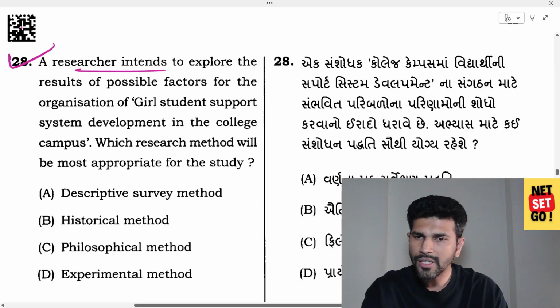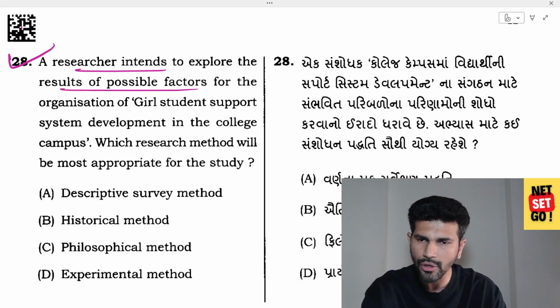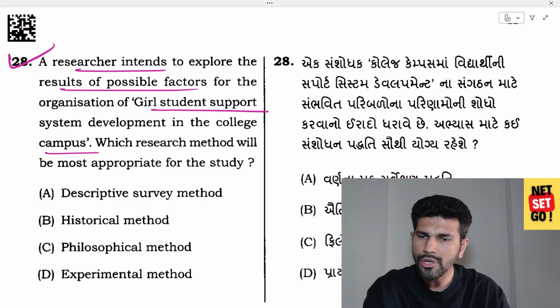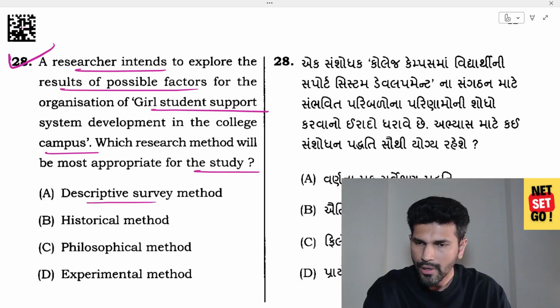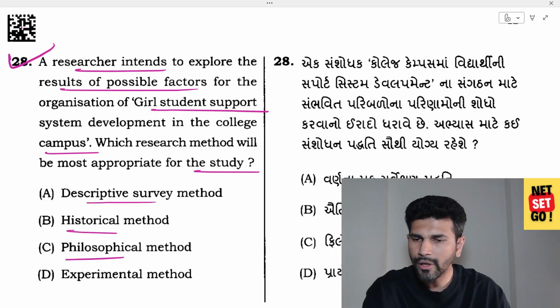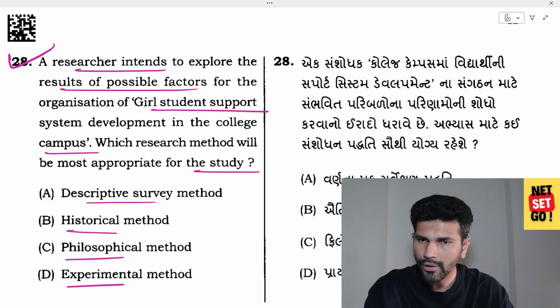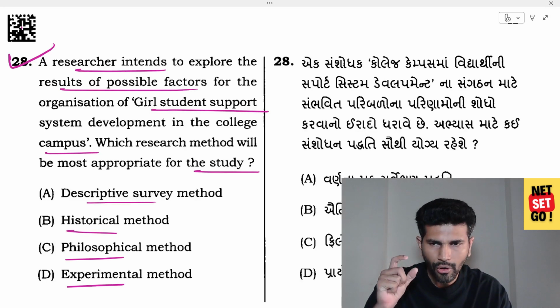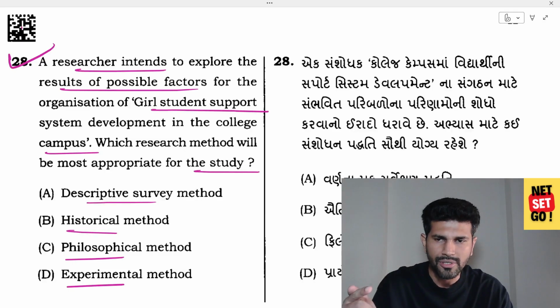Next, a researcher intends to explore the result of possible factor for the organization of girls student support system development in the college campus. Which research method will be most appropriate for this study? Descriptive survey method, historical method, philosophical, experimental method. So, to explore the result of possible factor for organization of girls student support system.